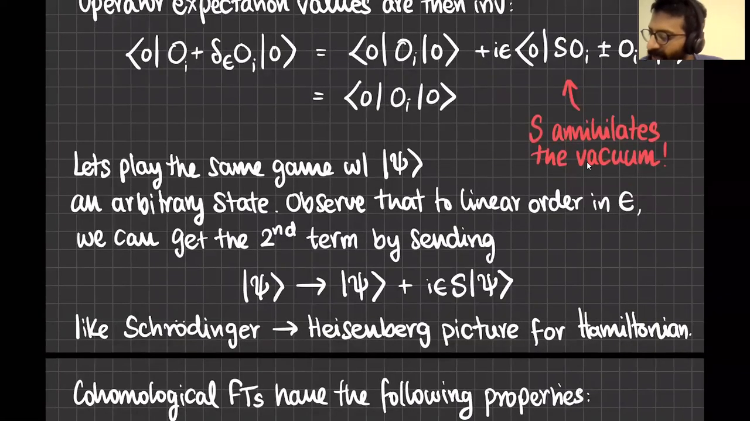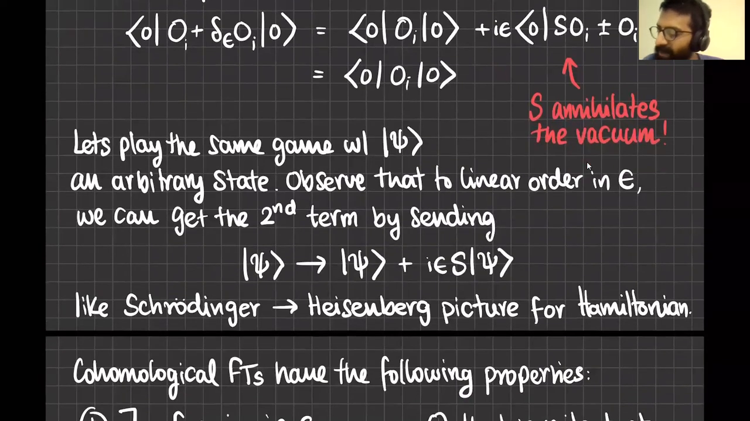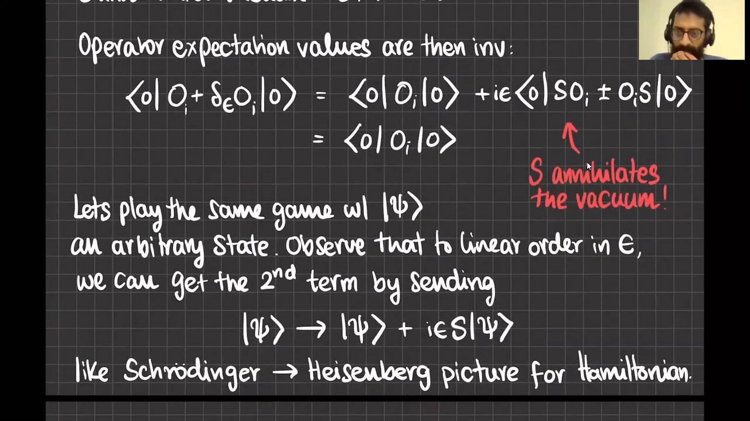Good. The point is that there's already something cohomological about this. What we're saying is that if, for some state psi, we can get the second term just by performing a shift like this, then in some sense the state psi and the state psi plus S acting on psi are equivalent.